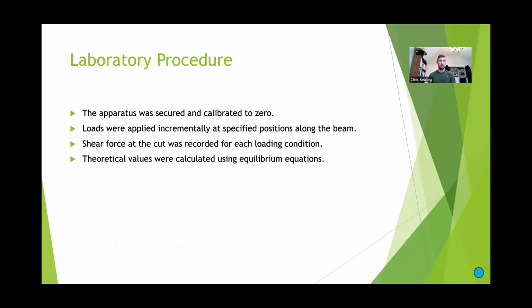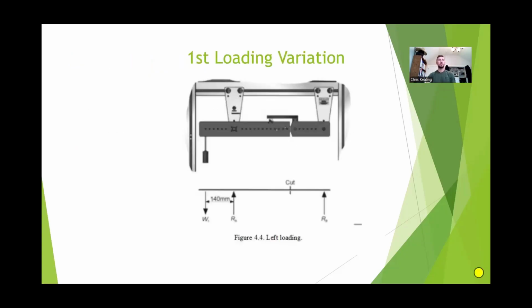And then the procedure went pretty straightforward. The apparatus was secured, which we already covered, and it was calibrated to 0. Loads were applied incrementally at specific positions that were in the lab handout, and with different weights. Along the beam, shear forces at the cut were recorded, and theoretical values were calculated after the lab was done.